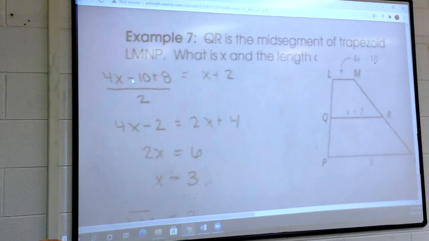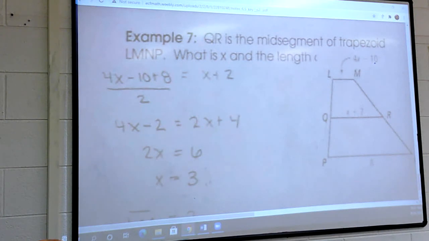So 4x minus 10 plus 8, that's just 4x minus 2, equals 2x plus 4. Now I'm going to subtract the 2x over. So I've got 2x. I'm going to add the 2 to the other side. So I've got 6. And then I'm going to divide by 2. So x equals 3. So 2x equals 6. Divide by 2. X equals 3.